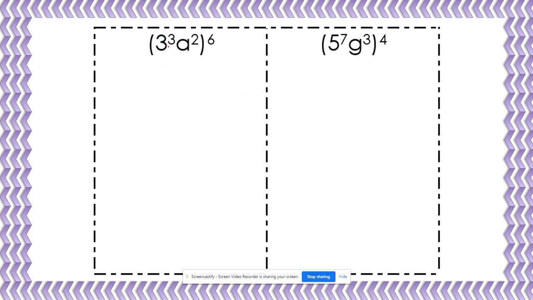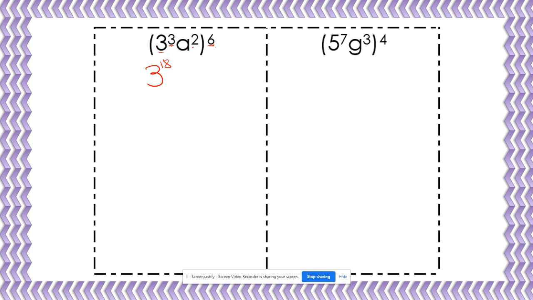This says 3 to the 3rd, a to the 2nd, to the 6th power. I'm going to take everything inside of my parentheses and raise it to the 6th power, which means I'm multiplying every exponent by this 6. So this has an exponent of 3, and I'm going to raise it to the 6th power. So I'll do 3 times 6 to give me 18. The base of this was 3, so I keep that 3 as my base. And because I did this 3 times this 6, I'm having a new exponent of 18.